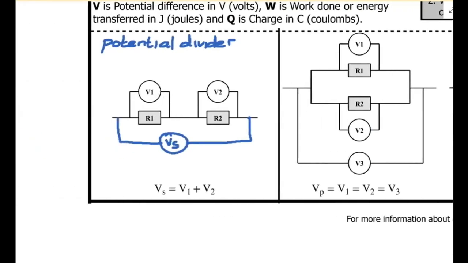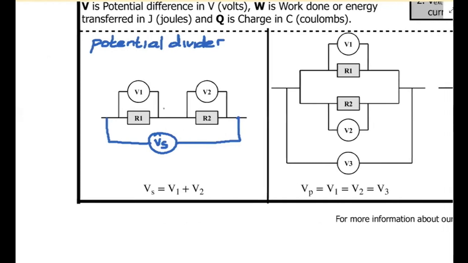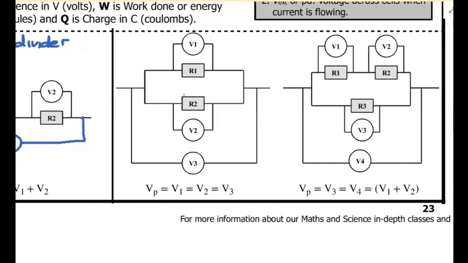And exactly the same if I'm in series, the potential difference divides, but the current was the same. But if I look at this parallel circuit, V1, which is across the top branch, is going to be the same as V2, is going to be the same as across the whole branch.